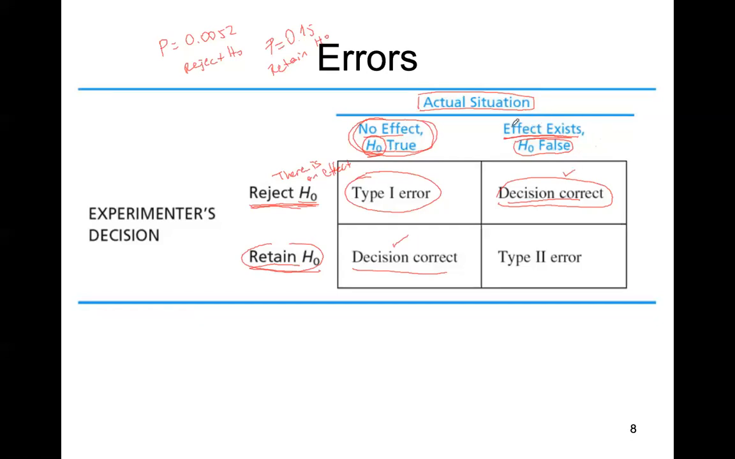There is an effect of this drug on the treatment, and I say yes, there is an effect. There is no effect, and I say there is no effect. So here I say there is no effect. Look here, this is what I say. Okay, this is what I decide. But actually, it may be something else.